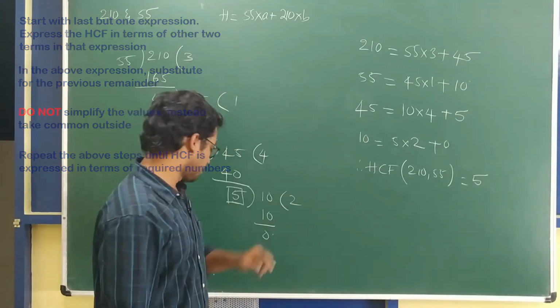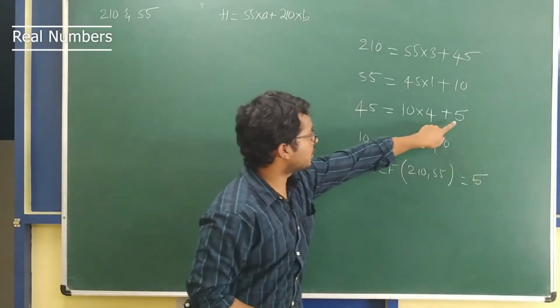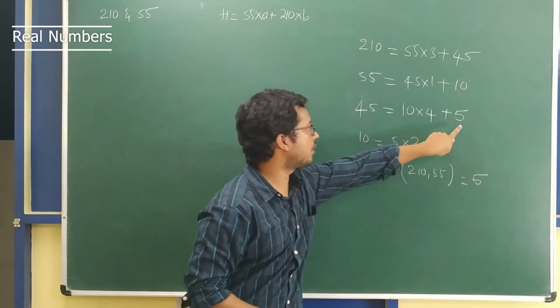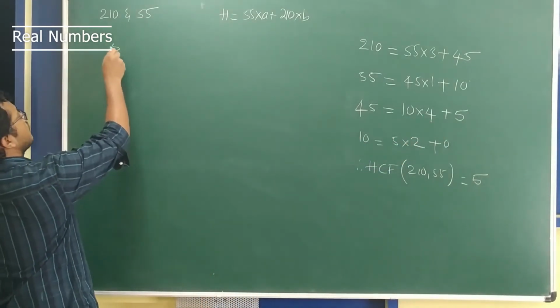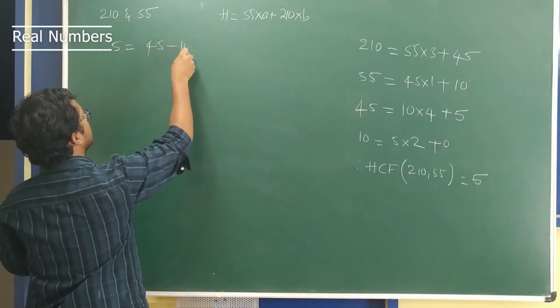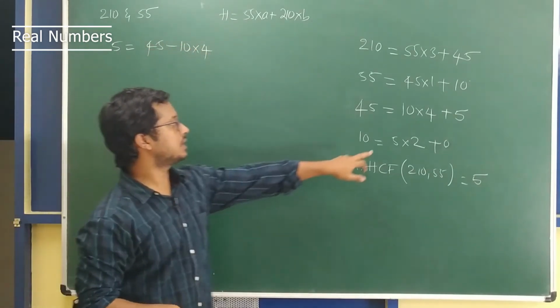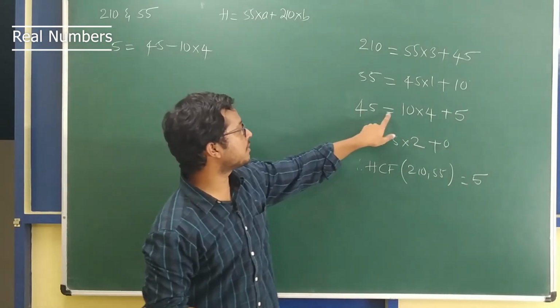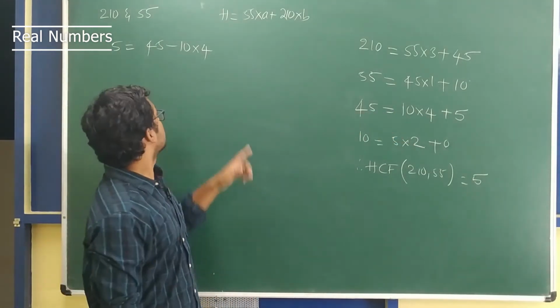Okay, so let's see how to do this one. Let's start with the last but one step. So let's write for 5. So what will 5 be equal to? 5 will be equal to 45 minus 10 into 4. So we bring this 10 into 4 this side. So it will be 45 minus 10 into 4. So now we got this one.